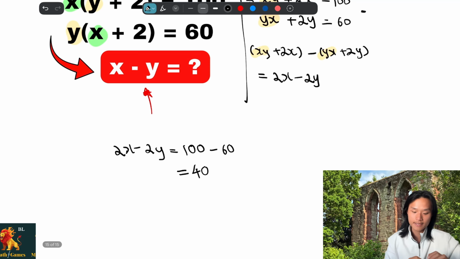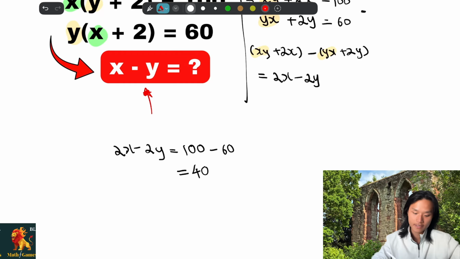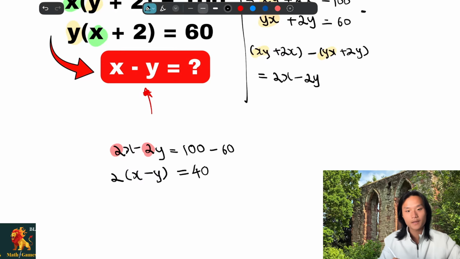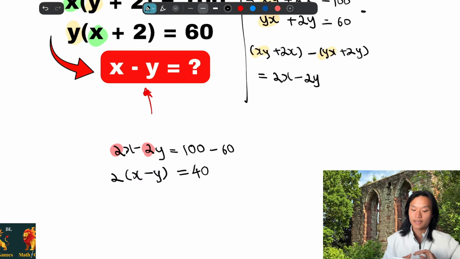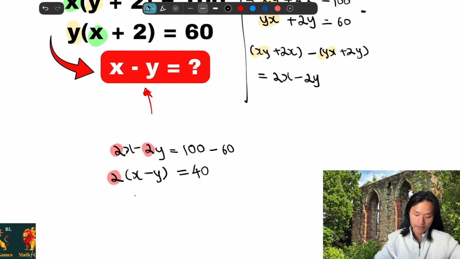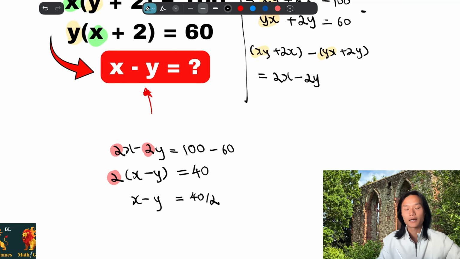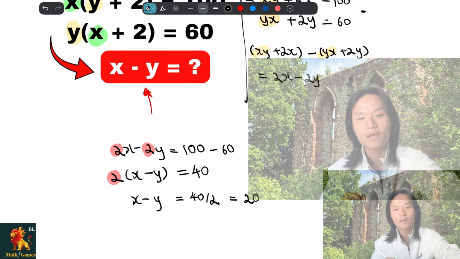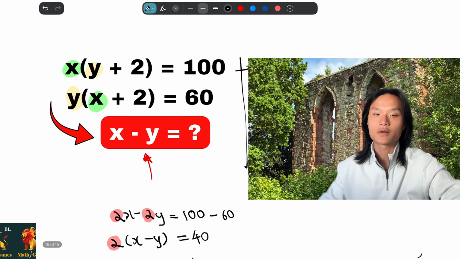On the left-hand side, we can factor out the common factor, the 2. So we have 2 times (x minus y). Now at this point, we clearly see that we can find the answer by dividing by 2 on both sides. So we have x minus y equals 40 divided by 2, and that is the number 20. So that's the answer for our question.